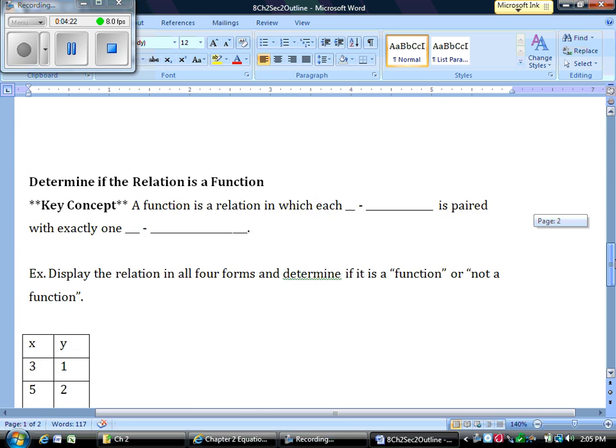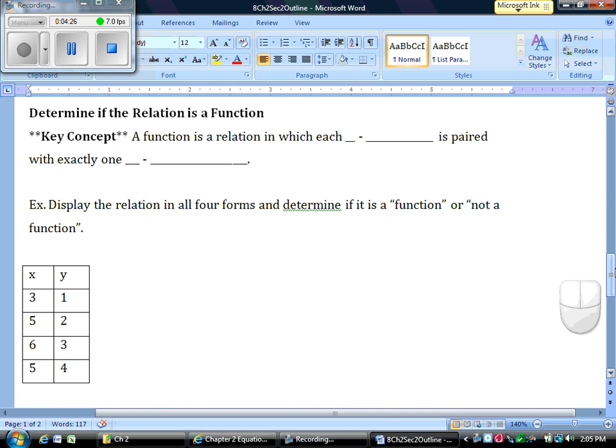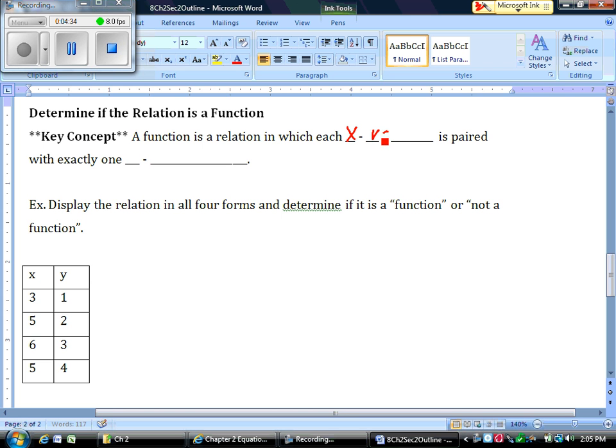Now, determine if a relation is a function. Remember I said a function is just a specific type of relation. So a function is a relation in which each x value is paired with exactly one y value.